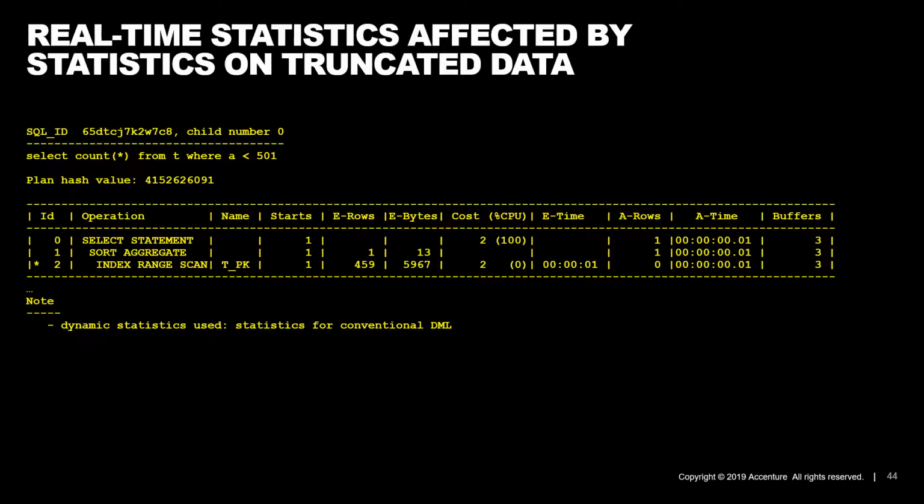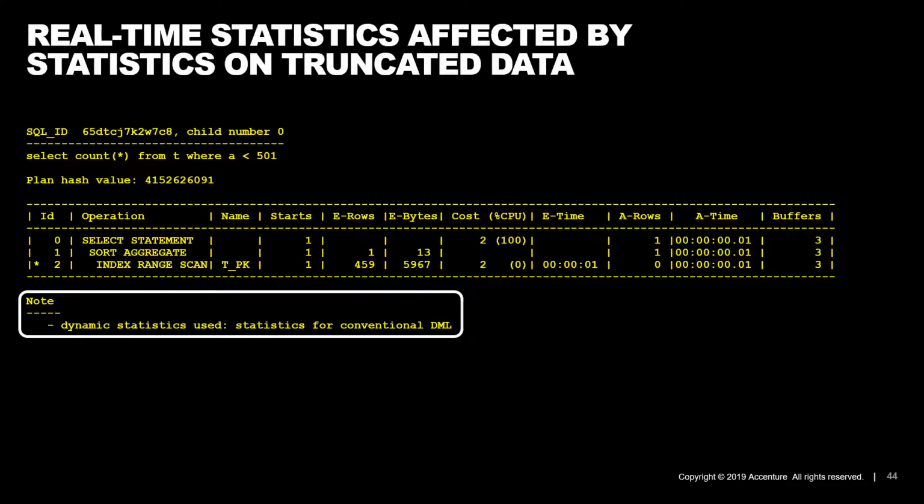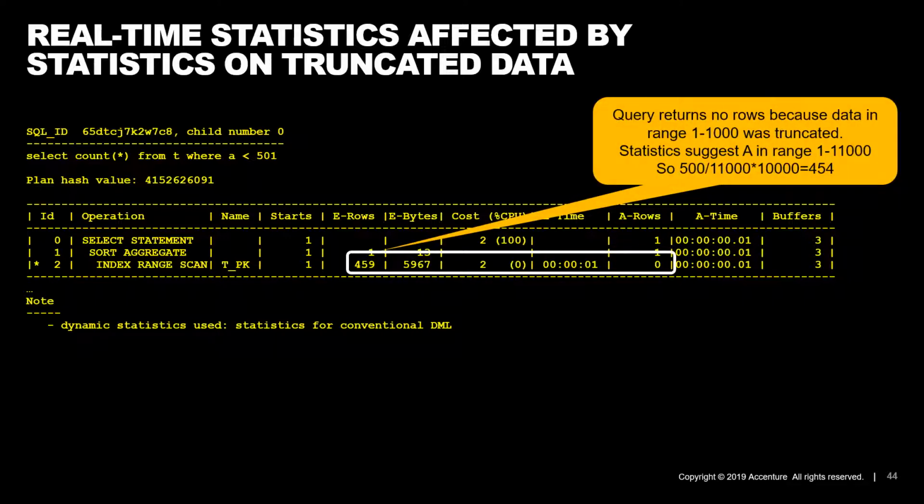So when I query rows less than 501, the plan says that I did have real-time statistics, and the index range scan expected 459 rows, but it got none. It got none because we truncated the data in the range 1 to 1,000. But the statistics suggest that A is in the range 1 to 11,000, and so it estimated about 450 rows. It got it wrong. Once again, the column statistics have misled it.